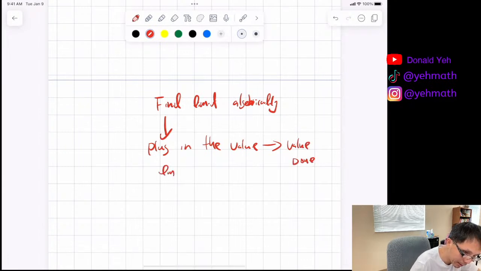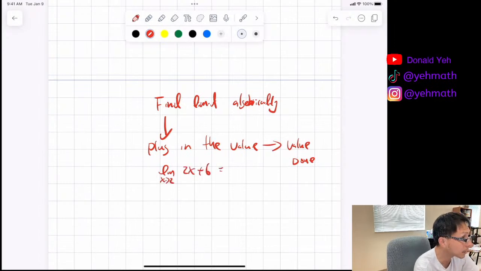Let's say the limit as x approaches 2 of 2x plus 6. Guess what? Just plug in 2 for x. What am I going to get? 10. Anybody can do this. A pre-algebra 1 student can do this. But unfortunately, I would never ask this question. But the first thing you do is plug in a value. If you get a value, you're done. You do not go any further. You stop right there.